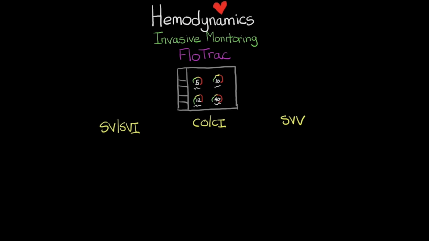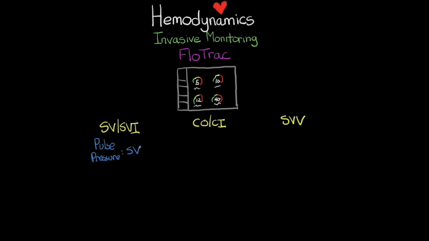And what they've done is they've found a relationship between your pulse pressure and stroke volume. And so by constantly assessing the tracing of the arterial line and looking at the patient's pulse pressure, they're then able to do calculations and determine what the patient's stroke volume is.